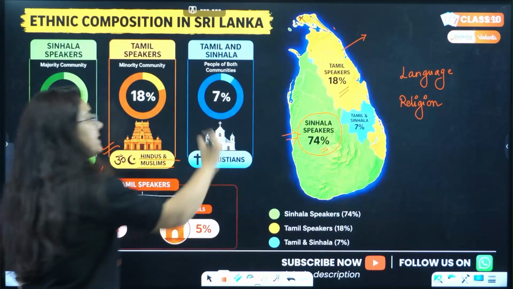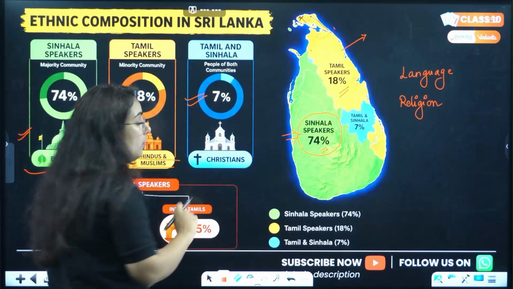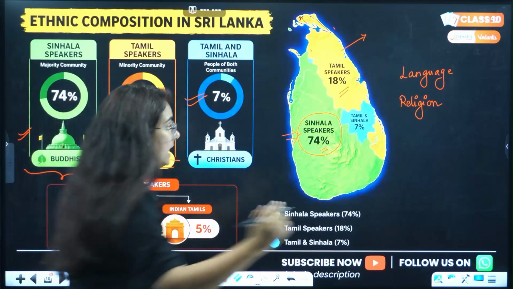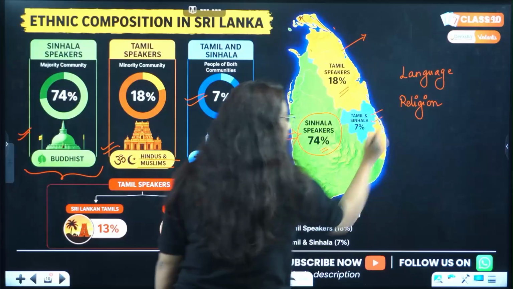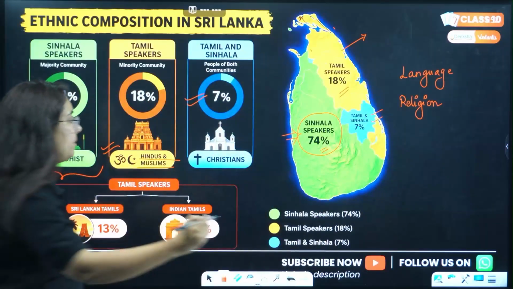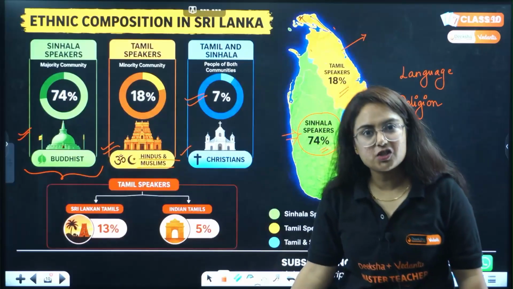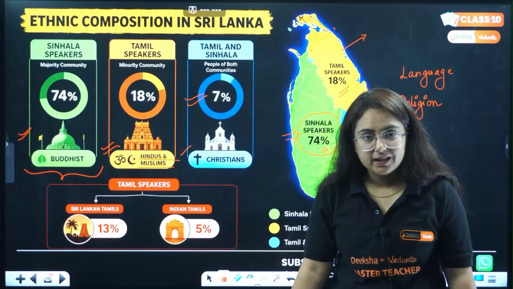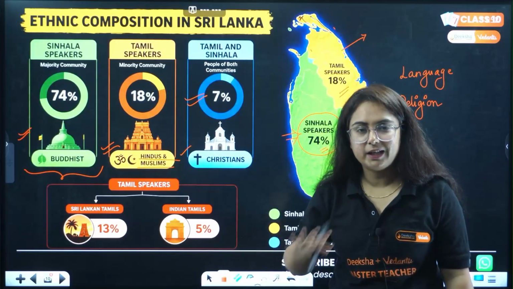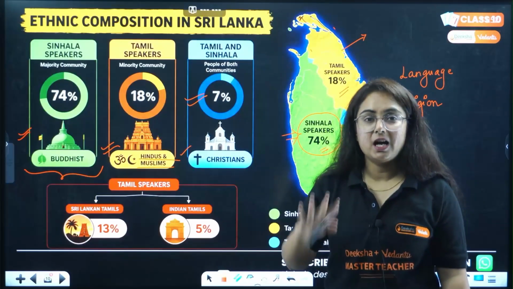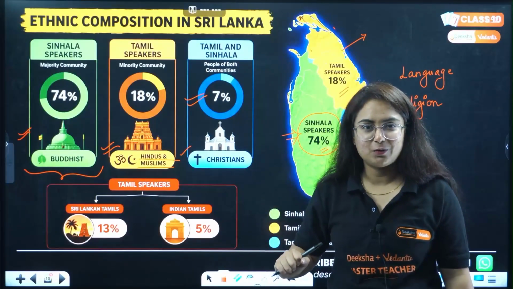Now, there are the remaining 7% people who speak both languages. They know Tamil also, they know Sinhala also. But they follow the religion Christianity. They are Christians. Is there golmaal going on in your mind? Hold on. I'll repeat it. Take a breath and let's revise it once again.